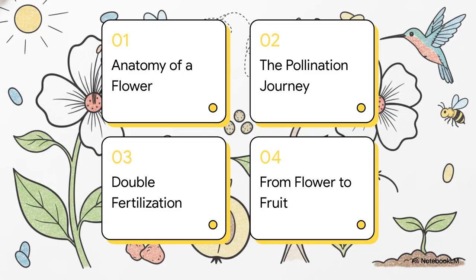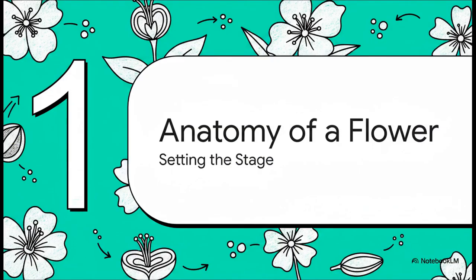To make sense of all this, we've broken the journey down into 4 chronological stages. First, the anatomy of a flower. Second, the pollination journey. Third, we'll go inside double fertilization. And finally, we'll look at the shift from flower to fruit. Okay, let's kick things off with section 1, anatomy of a flower, setting the stage.